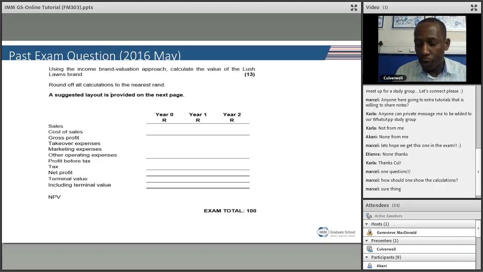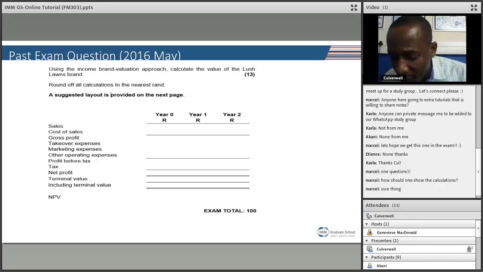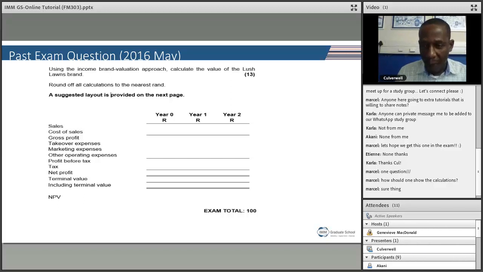20,160,000 for year 2. I'll do the same for year 3. My gross profit for year 3 was 25,578,000, minus 1,653,750 towards marketing expenses. Also subtract 2,756,250 for my other operating activities. I've got my profit before tax of 21,168,000 for year 2. Those were my profit before tax.